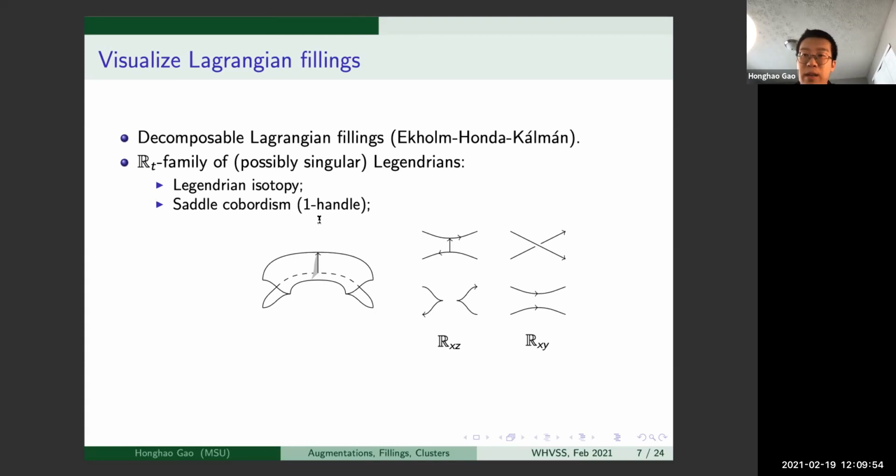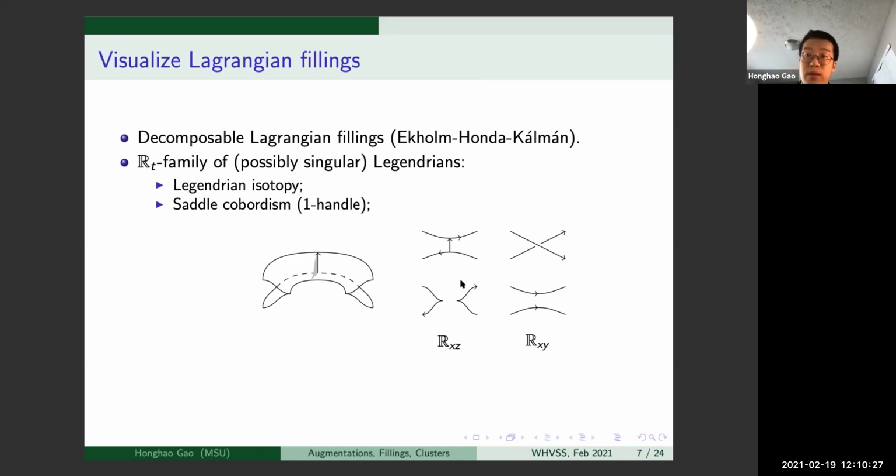So here on the left, you see a picture of a one-handle plotted in the format of the front diagram of a Lagrangian surface. It's a saddle that we're familiar with, but laying flat. If you think about this as a cobordism between the Lagrangian in the front and the Lagrangian in the back, in the front you see this pair of cusps, and in the back you see these parallel strands.